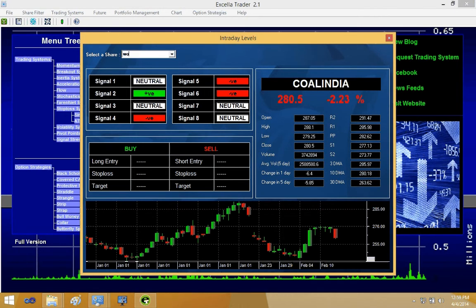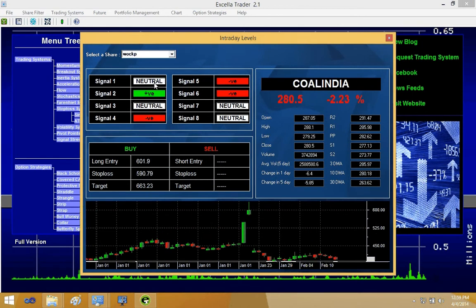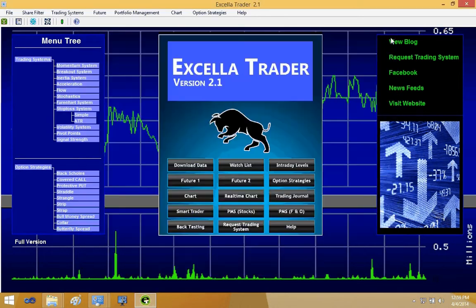Take another share, Wockhardt Pharma. Buy. Here we are showing the buy. The long entry is 601.9. The target is 663. That is the second target. Before the second target, the trader will show you the first target, which will be R1, resistance 1. We are closing the window.